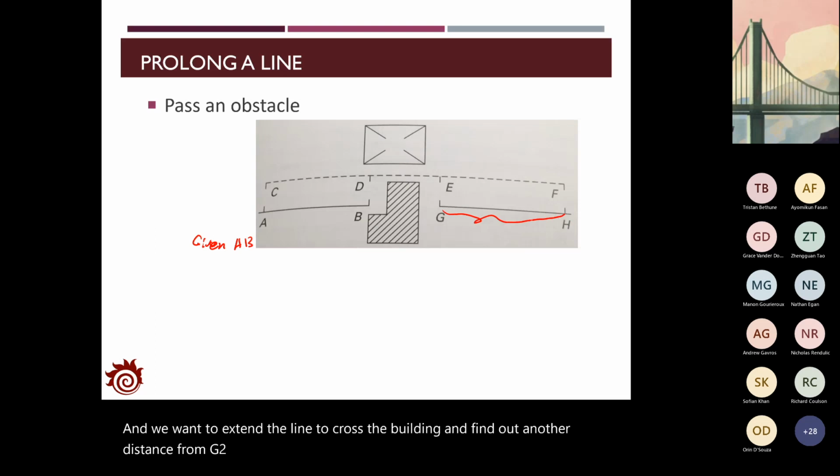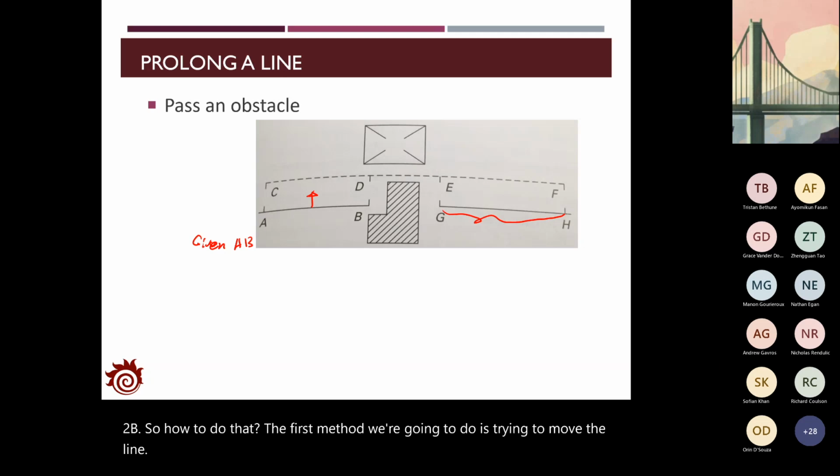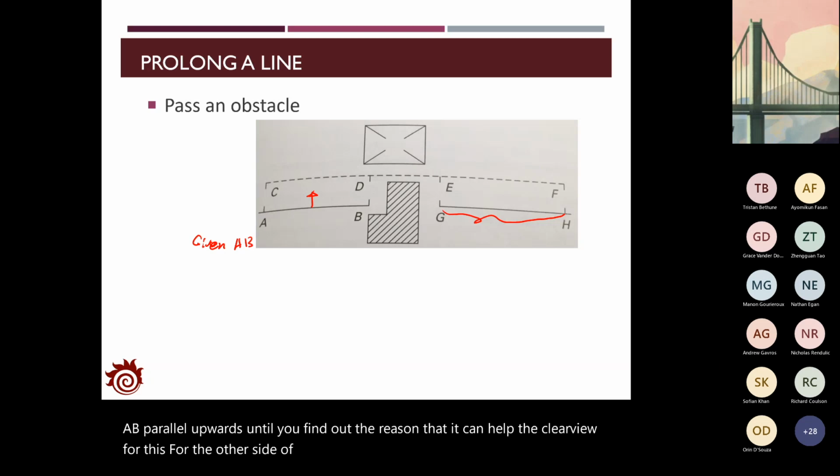This line GH should be along the same direction of A to B. To do that, the first method is to move the line AB parallelly upwards until you find the region where you can have a clear view of the other side of the building. We need to make sure this parallel movement satisfies two conditions.